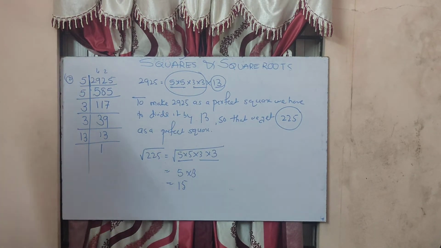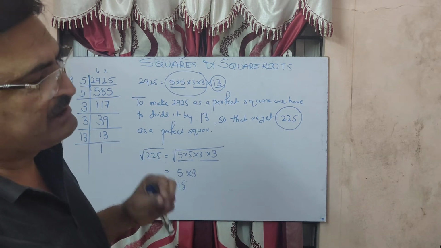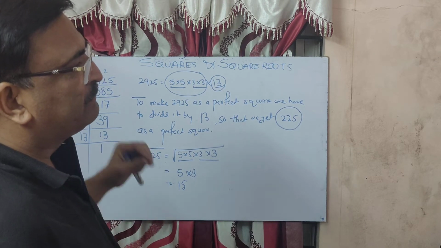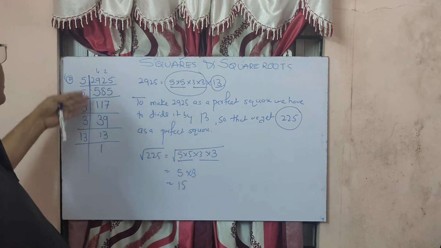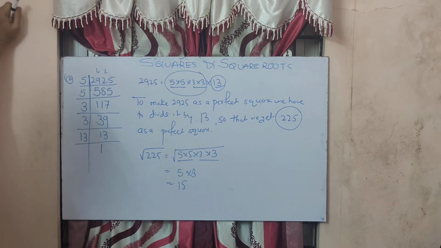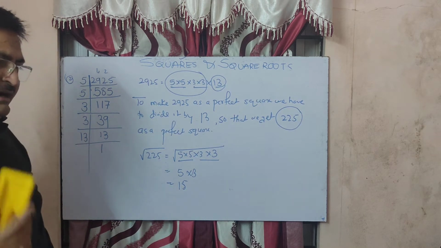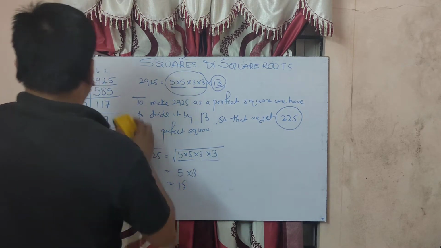The same thing, only one thing you have to remember: whatever number they give, you have to first find the prime factors of that number. Once you find the prime factors of the given number, it is very easy to find the perfect square. It may be by dividing, it may be by multiplying, anything. Okay, now let us do the next example.